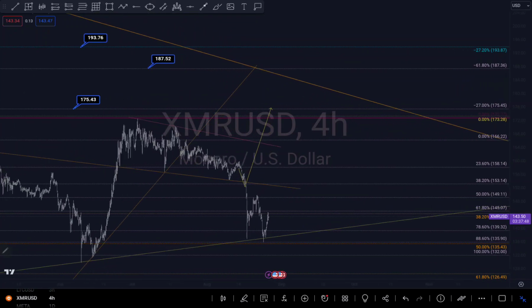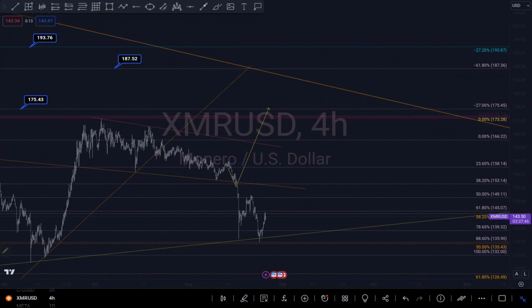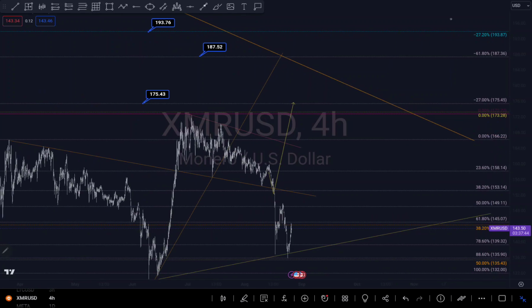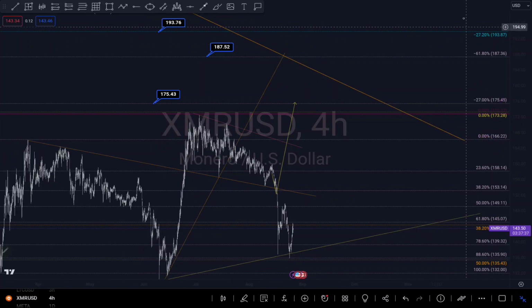What was I expecting on Monero? If you watched my previous analysis on Monero, I said I was expecting Monero to push out to at least my negative 27% fib level. Because of the way it was reacting, we can see an impulse here, a correction of more of a rectangular pattern, which shows a continuation pattern.